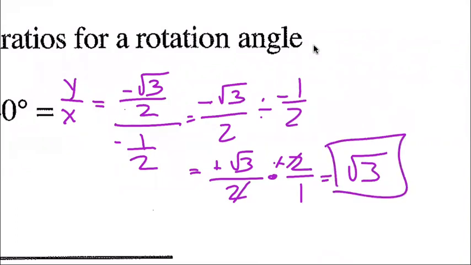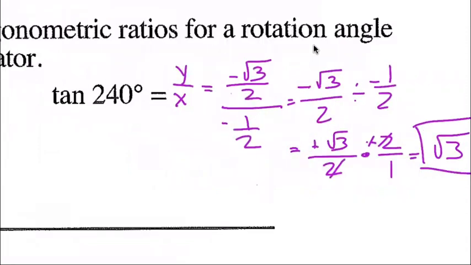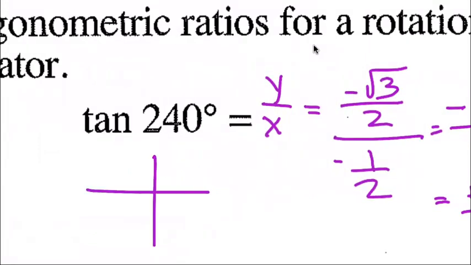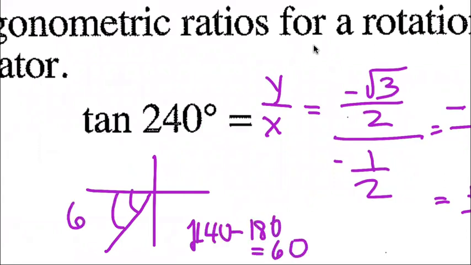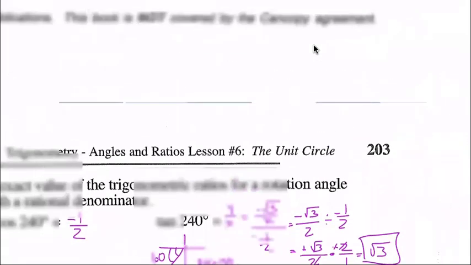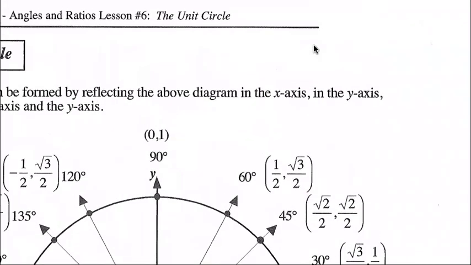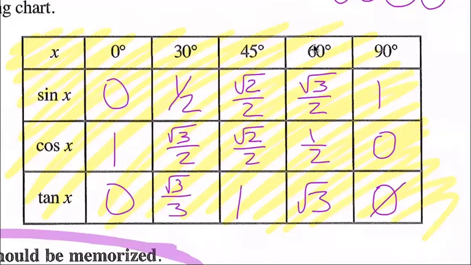Okay. Which we can confirm: the tangent of 240 degrees, 240 degrees is here. This would be a reference angle of 240 minus 180, which is 60 degrees. If I go way back to my table in lesson 5, I want the tangent of 60 degrees. What did we say? The tangent of 60 degrees, square root 3.